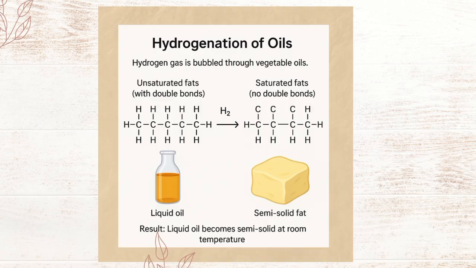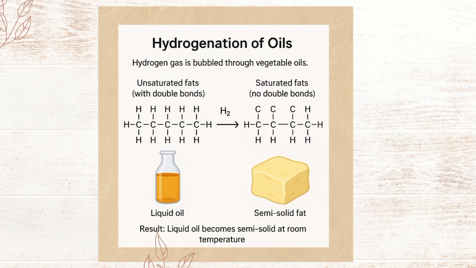Step 1. Introduction to process. Hydrogen gas H2 is bubbled through vegetable oils in the presence of a metal catalyst, for example nickel. Step 2. Chemical change. Before: unsaturated fats with double bonds, C=C. After: saturated fats, no double bonds, only single bonds, C-C. Refer to chemical diagram in the slide.